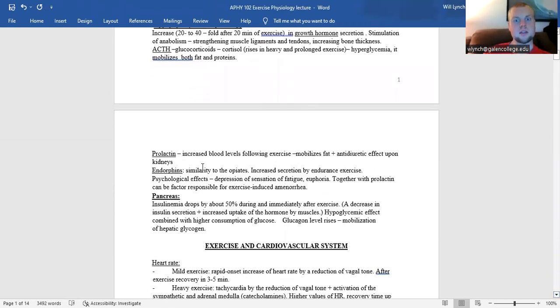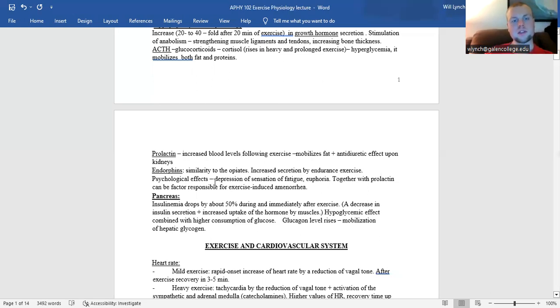Next is prolactin. Prolactin is going to, again, come from the hypophyseal portal system with the pituitary gland. Release of this is going to increase the blood levels, right? We're going to increase mobilization of fat, and it also has an antidiuretic effect on the kidneys.